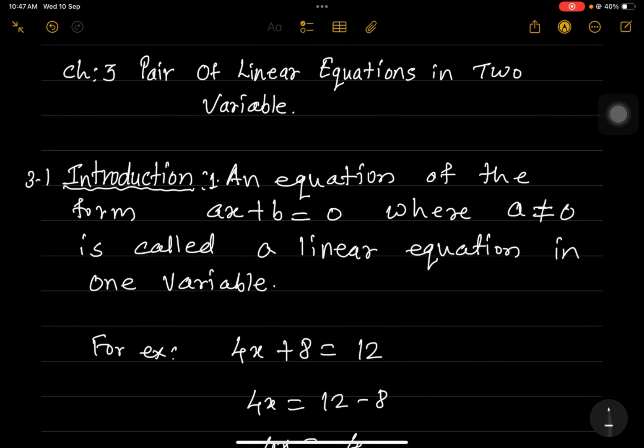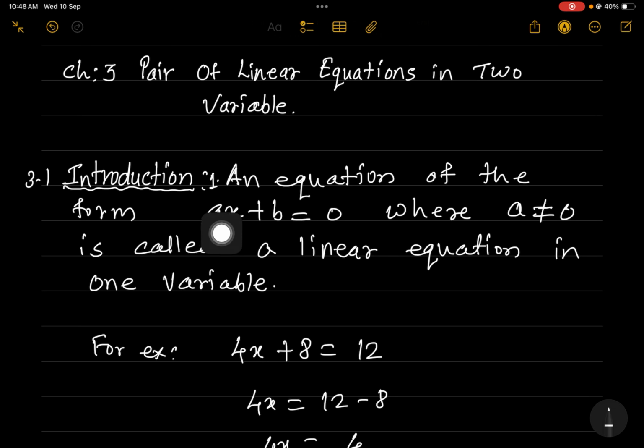Hello student, today we will see chapter 3, pair of linear equations in two variables. Now, equations you know already. We studied the equation in one variable in previous classes. Now we will study two variables.